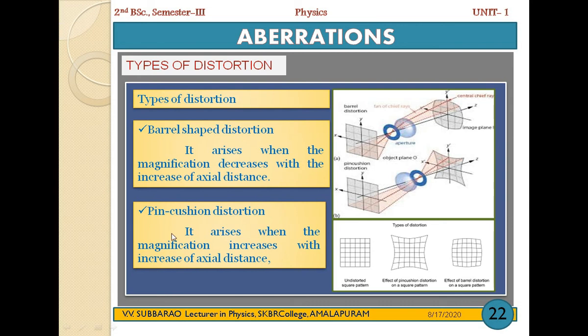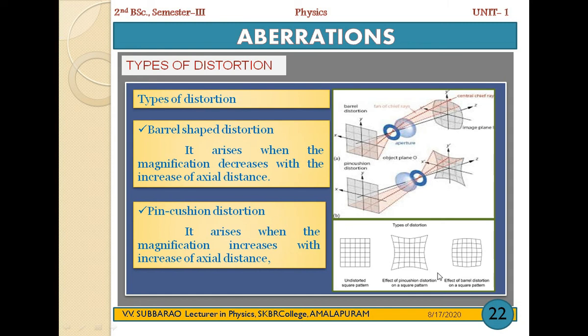The second one, pincushion distortion. Pincushion distortion arises when the magnification increases with the increase of axial distance. Again consider this plane square. The various points on this square are at various distances from the center of the lens. The corner points are at longer distances. As the distance increases, the magnification also increases. In such cases, the points will be stretched. That means the corners are moved apart from the center, whereas the central points will lie at the same distance. In such a case, we will observe pincushion type distortion.